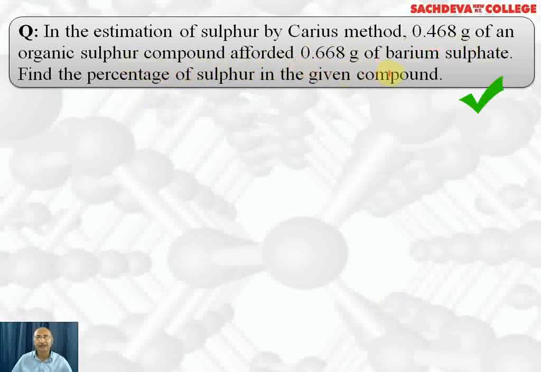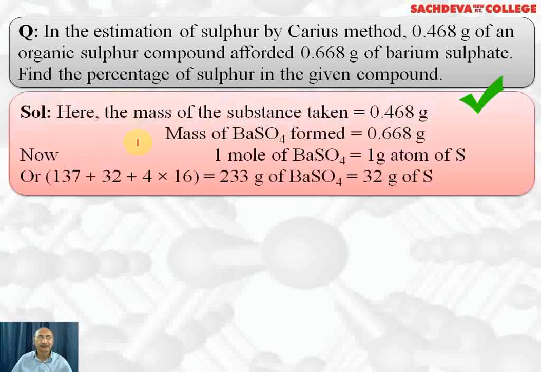Next question: in the estimation of sulfur by Carius method, 0.468 gram of an organic sulfur compound gave 0.668 gram of barium sulfate. Find the percentage of sulfur in the given compound. Mass of substance taken is 0.468 gram. Mass of BaSO4 formed is 0.668 gram.